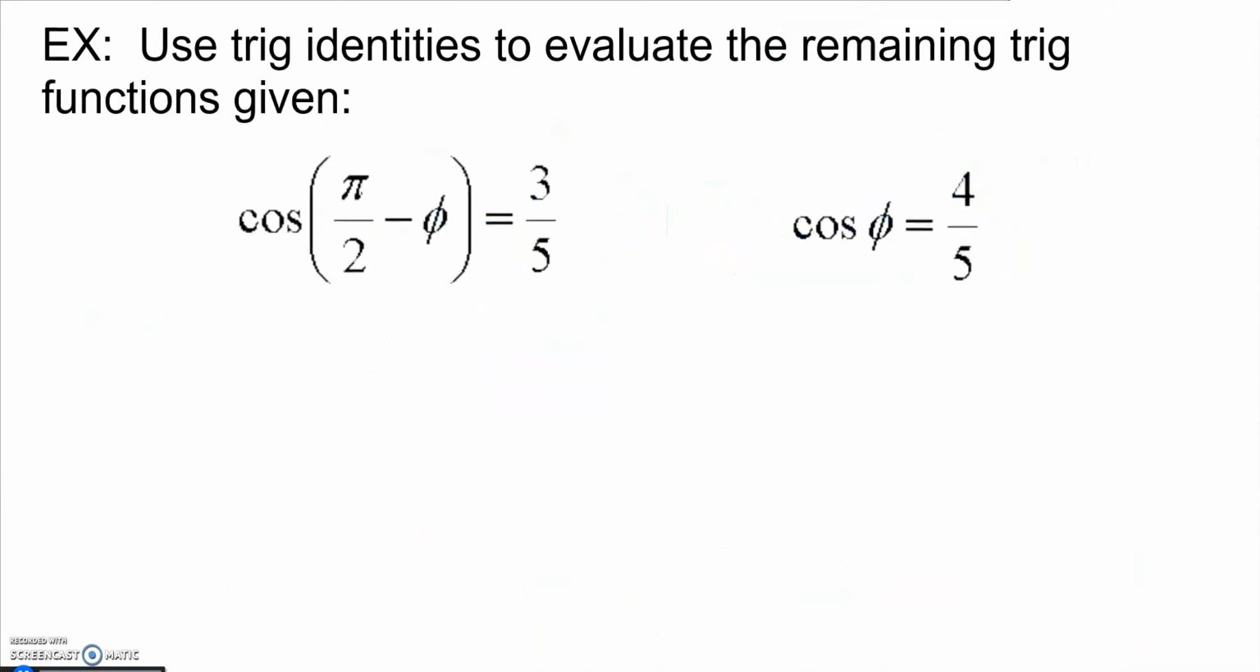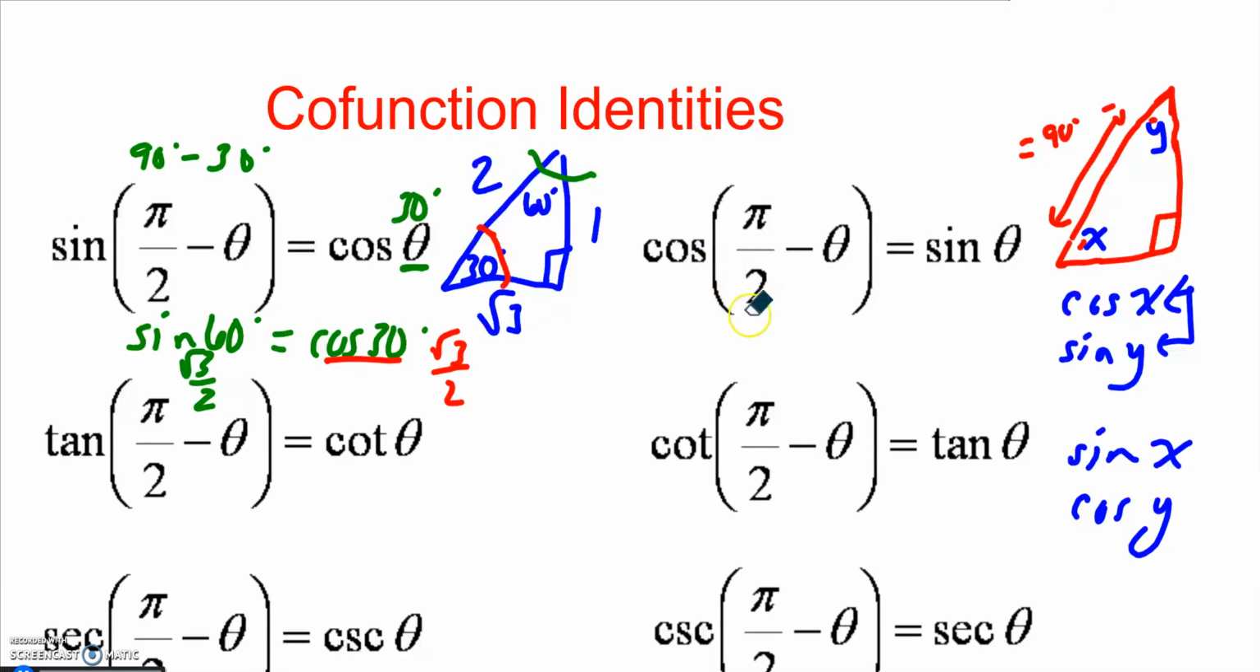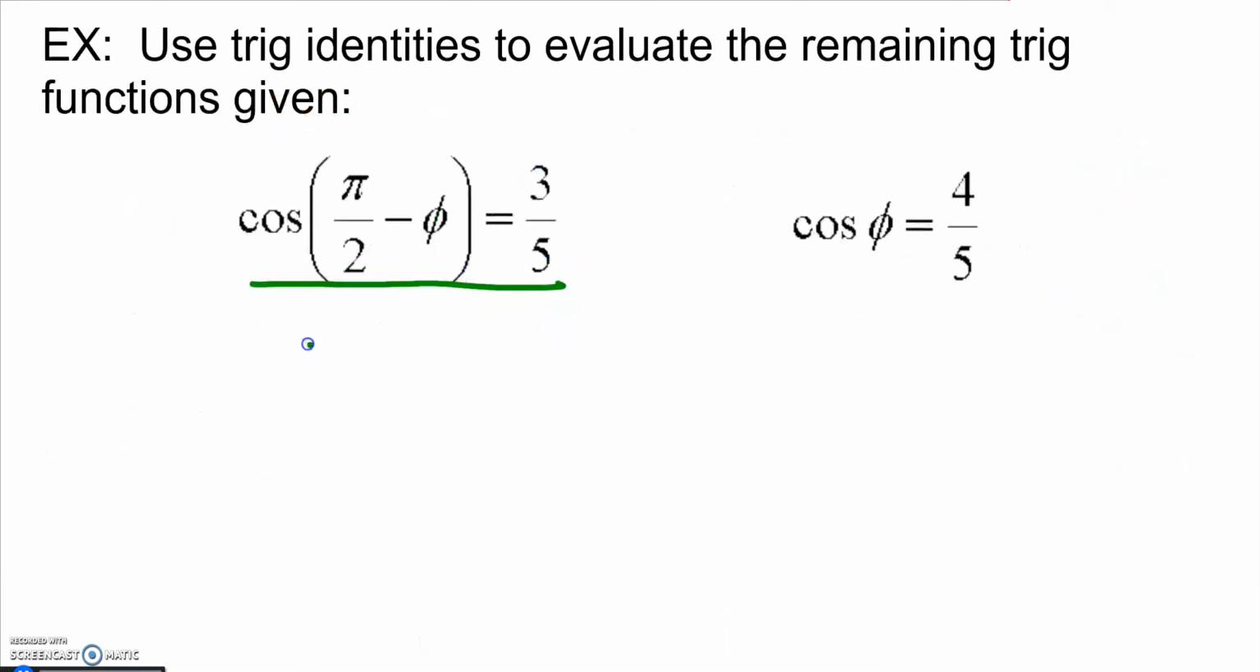For this last problem, I want you to try some on your own, but first I want to point out that this is an identity. If I know that cosine of pi over 2 minus an angle is 3/5, if I go back to this slide here, cosine of pi over 2 minus an angle is the same as the sine of that angle. So this identity can be rewritten as the sine of theta is equal to 3/5. So I know this is true, and I know this is true.